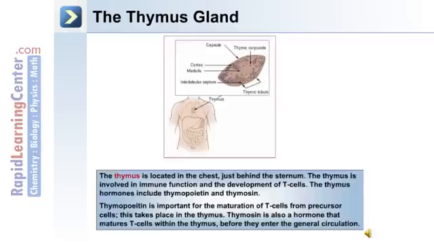Thymopoietin is important for the maturation of T cells from precursor cells. This takes place in the thymus. Thymosin is also a hormone that matures T cells within the thymus before they enter the general circulation.